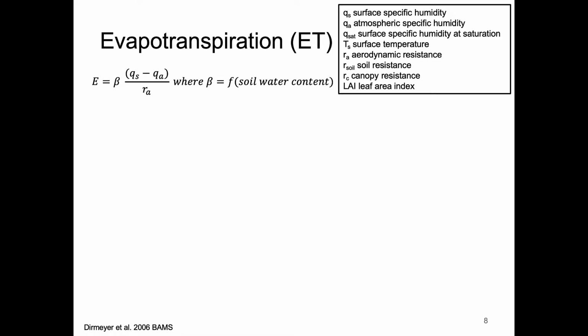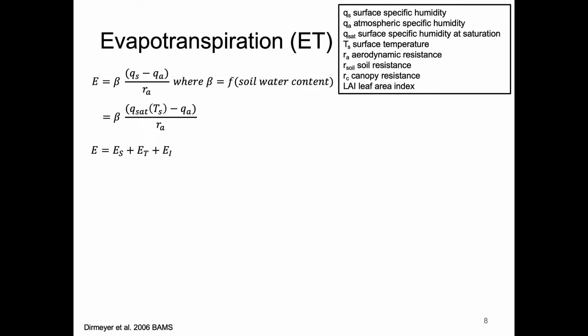We can represent the evaporation, following the formulation introduced for the latent heat flux, as a function of the moisture gradient between the surface and an arbitrary point in the atmosphere, and divide this gradient by the aerodynamic resistance Ra. We also scale this by a beta term, which represents the soil water content. Essentially, if there is more water available in the soil, more evaporation is possible. If there is less water available, then less evaporation is possible. As it is difficult to measure the humidity at the surface QS, we often use the surface humidity at saturation, which is also a function of the surface temperature, and we denote that by QSAT and in brackets TS.